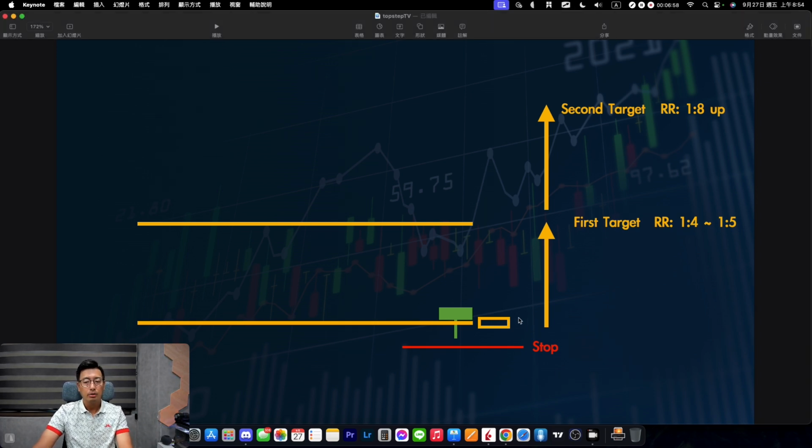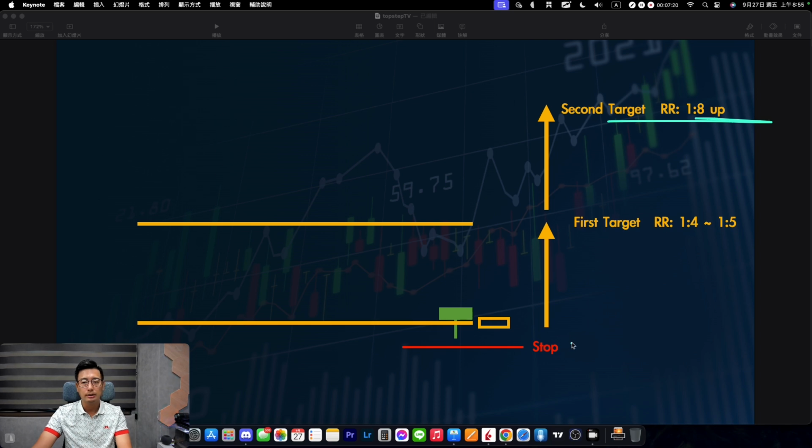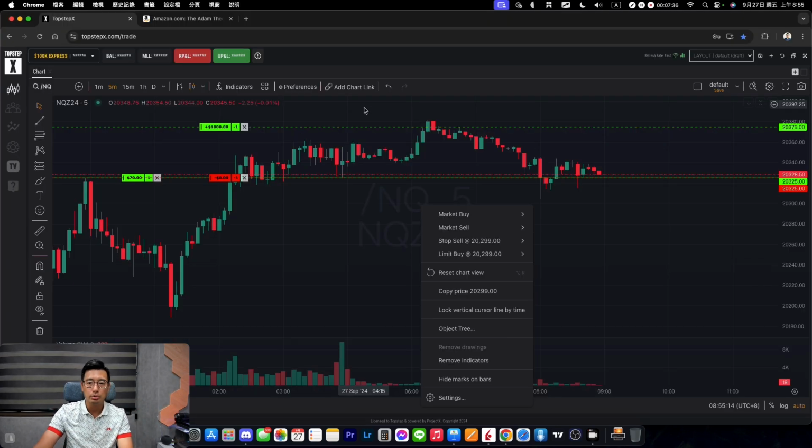Okay, so if my trade goes well, this is my first target, and the risk and reward ratio is about 1 to 4 or 1 to 5. And the second target usually is the double one. Okay, now you have a question. Can I go any higher? Can I hold the position for a longer time? Yes, but you have to have a trading plan on a bigger time frame. Okay, let me show you, I'm going to be even out.